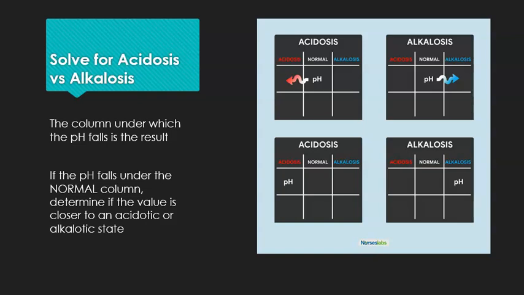Same goes for a pH level of 7.41 to 7.45, still that normal value, but it is closer to the alkalotic state. So it would be an alkalosis process, and then respiratory or metabolic depending on where those values fall. Any value below 7.35 goes right in the acidosis column. Any value above 7.45 goes into that alkalosis column.